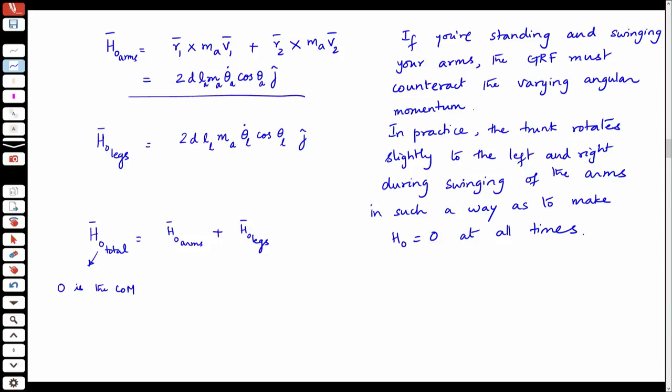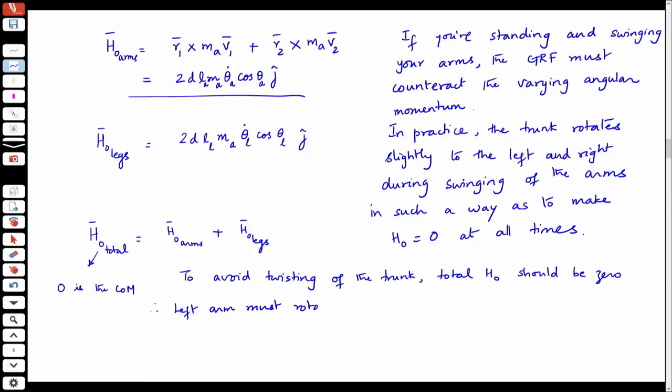So, the swinging has to happen to avoid twisting of the trunk. Total H naught should be 0, which implies that the contributions of the arms and the legs have to cancel. Therefore, the left arm must rotate in the same direction as the right leg, and vice versa, to be able to cancel the contributions.